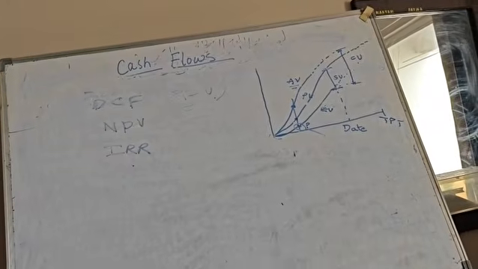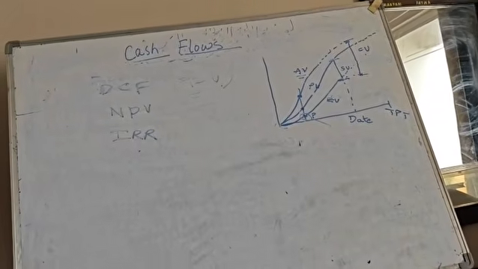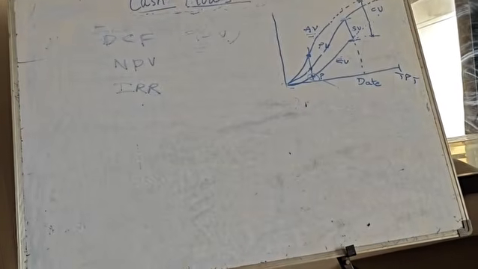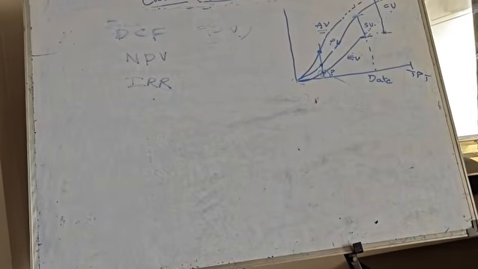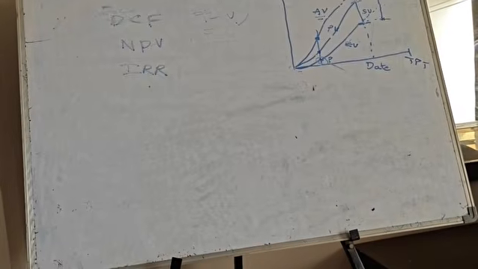Then, if net present value is greater than 0, the project is worthwhile taking. If net present value is less than 0, then you should forget about the project.